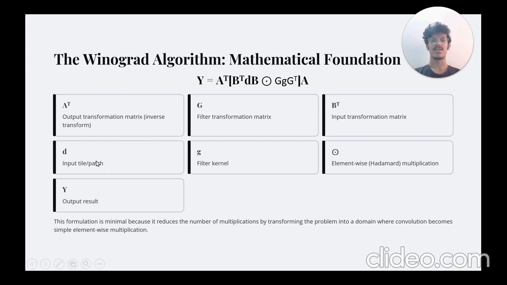D is the input tile or patch, and g is the filter kernel. The Hadamard multiplication means that instead of performing a matrix multiplication, we perform element-wise multiplication. For example, the element at position 1 cross 1 is multiplied with the element at position 1 cross 1 of the other matrix. And Y is the output result.